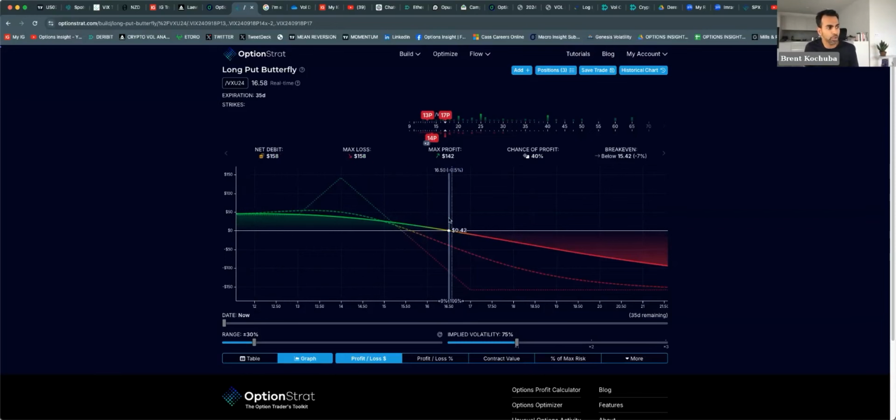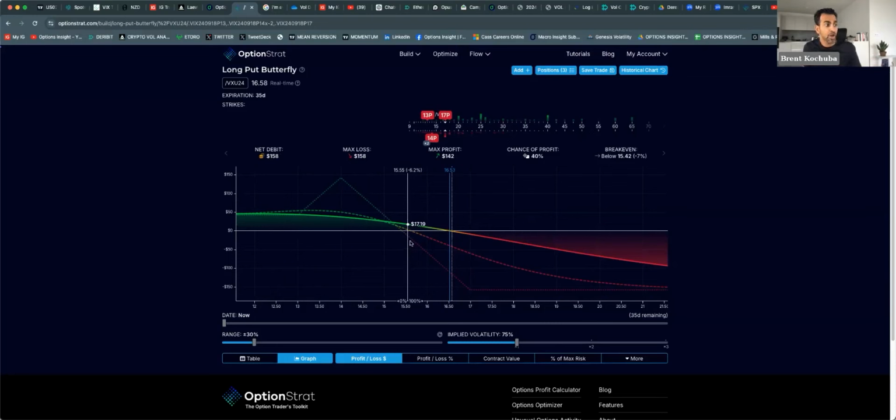So that's the idea. What you're trying to do is say the probability that VIX closes below, let's say what my break even is, right? Below 15 and a half. The probability it closes below 15 and a half is really high, and it's going to give me a positive return on premium if it goes there, basically, right?